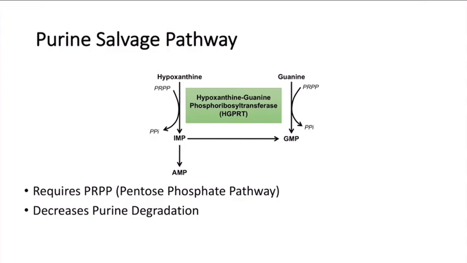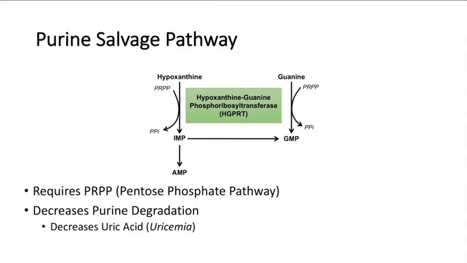Because the salvage pathway decreases purine degradation, it's very important in human health, and it's because it decreases uric acid. That's one of the main things it does. So it decreases uricemia, or blood concentration of uric acid. In patients with hyperuricemia, if they have high levels of uric acid in their blood, this pathway may be affected in some way. I'll mention this again in another lesson as well.